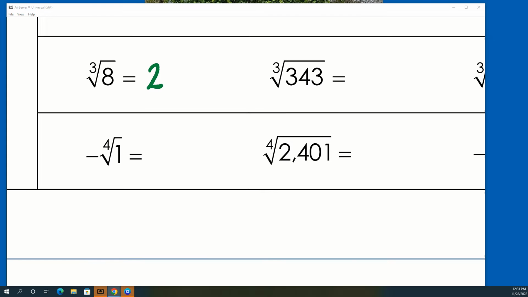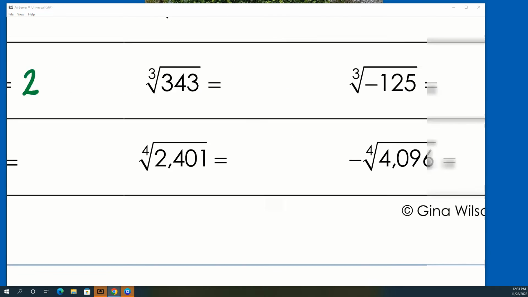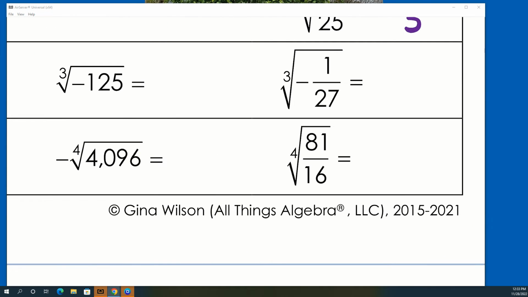All right. And then we're going to skip one and do the cube root of negative 125. So when it's a cube root of a negative, your answer is going to be negative. What do you guys think? Look in your perfect cube list. Good.